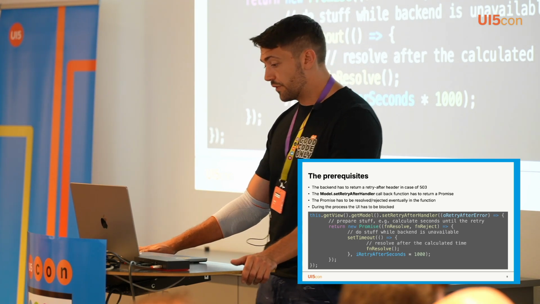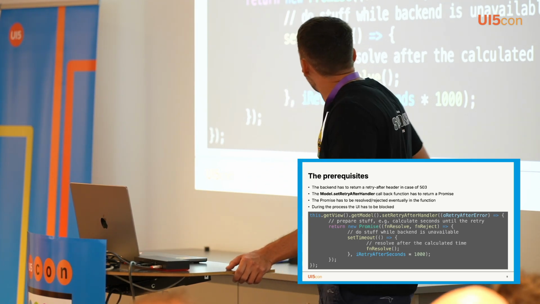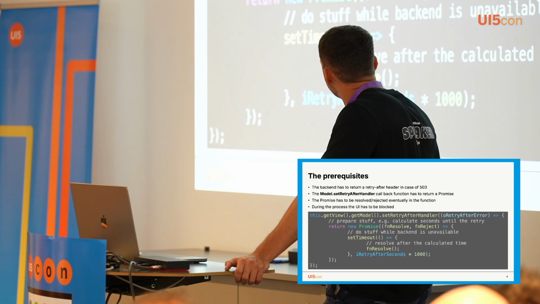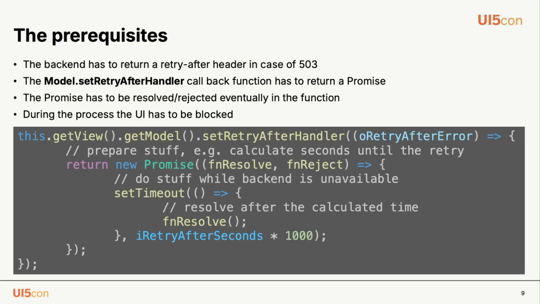Regarding the implementation, we have here a very abstract implementation of the API. As you can see, the first thing you want to do is retrieve your model one way or another. In my case, I retrieve the default model. Then call the API and provide a callback function with the parameter retryAfterError. Then in the first section of my callback function, I prepare some stuff. For instance, I calculate the seconds until the retry may happen again.